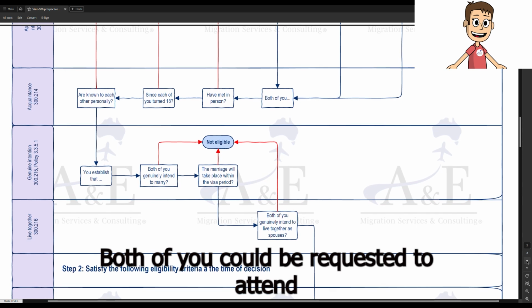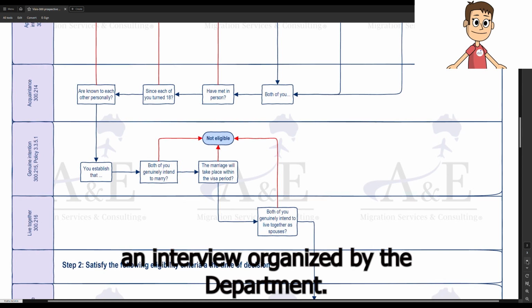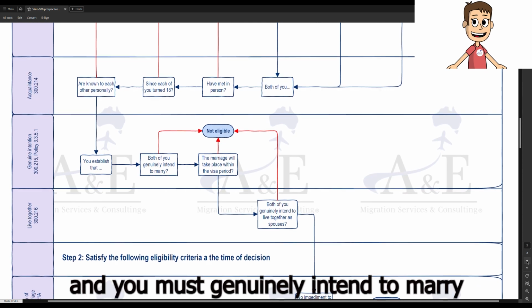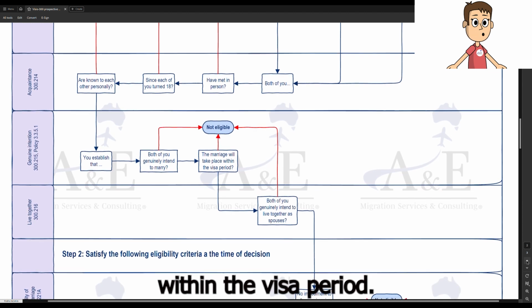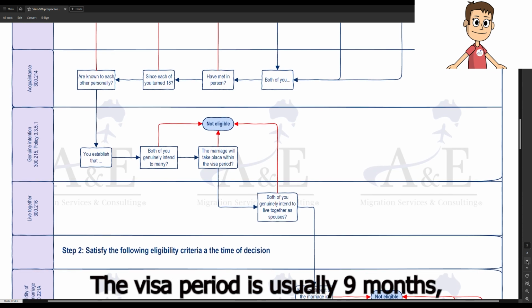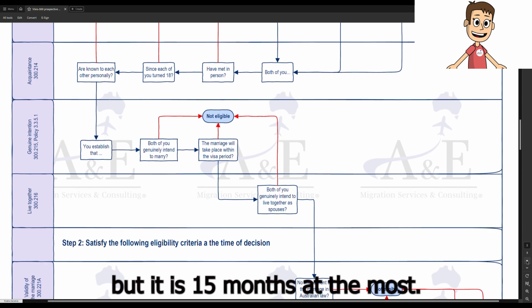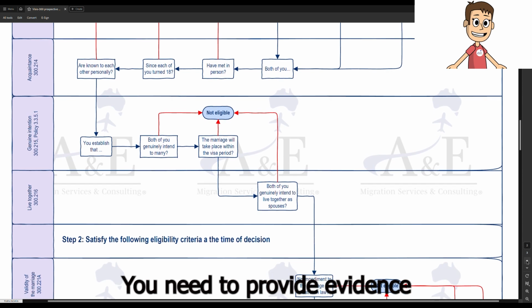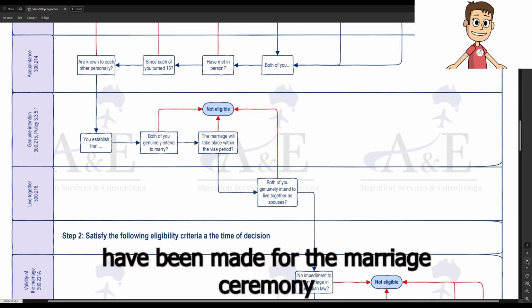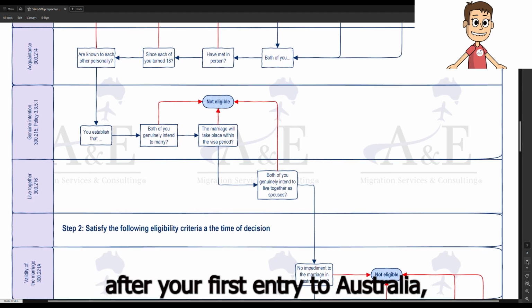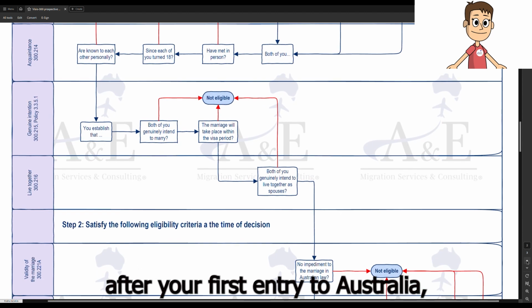Both of you could be requested to attend an interview organized by the department. Your prospective spouse and you must genuinely intend to marry within the visa period. The visa period is usually 9 months, but it is 15 months at the most. You need to provide evidence that arrangements have been made for the marriage ceremony to take place within the visa period after your first entry to Australia.